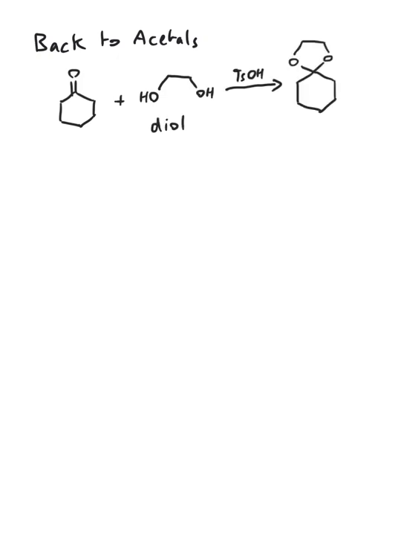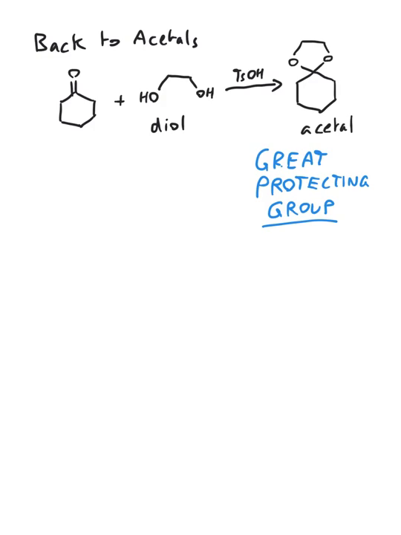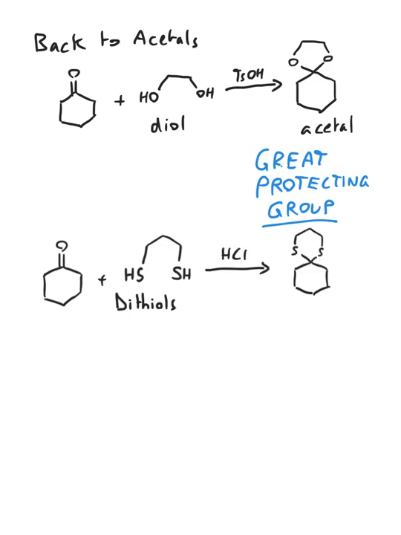Back to acetals. So we can use diols to make cyclic acetals, which are really good as protecting groups. Alternatively, we can also use dithiols to also make these thioacetals.